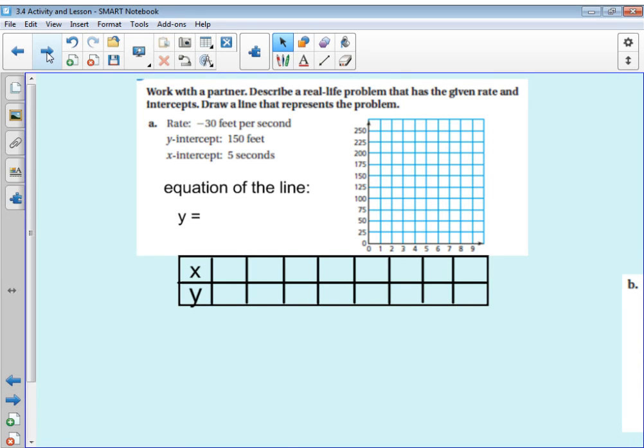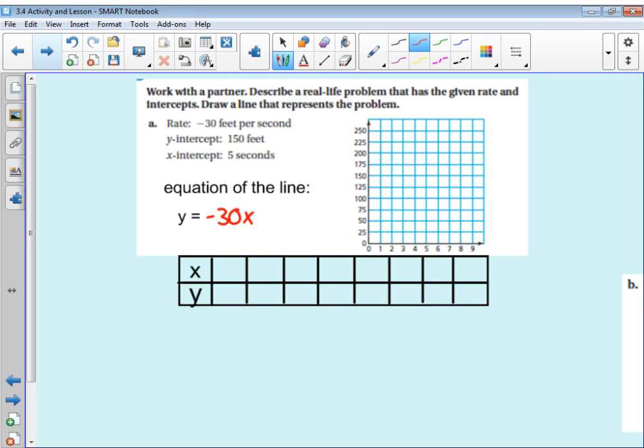Okay, so here's our next one. It says with a partner, so we're going to work this one together. Describe a real life problem that has the given rate and intercepts. Draw the line that represents the problem. So this is on your page 69. If you flip to page 69, it looks like we're dropping 30 feet per second. If we drop 30 feet per second, well, that's our slope. So negative 30x.